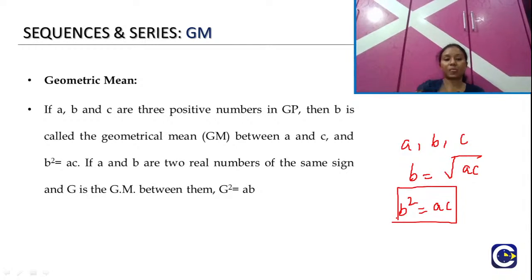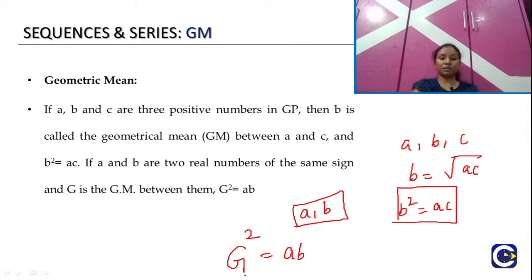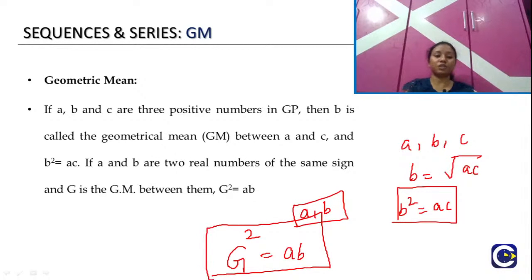Right. So suppose we have only two real numbers of the same sign. Initially we had three positive numbers, but now we have only two real numbers, which are given by A and B. Then the geometric mean between these two numbers is given by G, where G is the geometric mean. That means G square will be equal to AB. So this is the condition which will be applicable in order to find the geometric mean if we have two real numbers of the same sign, A and B.